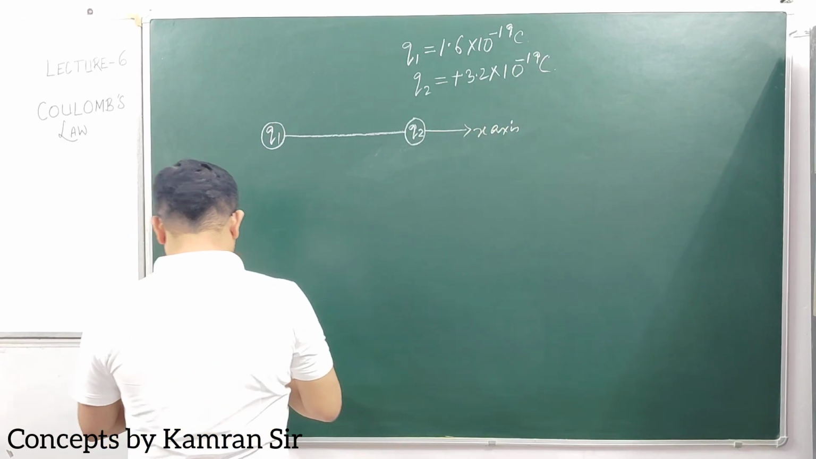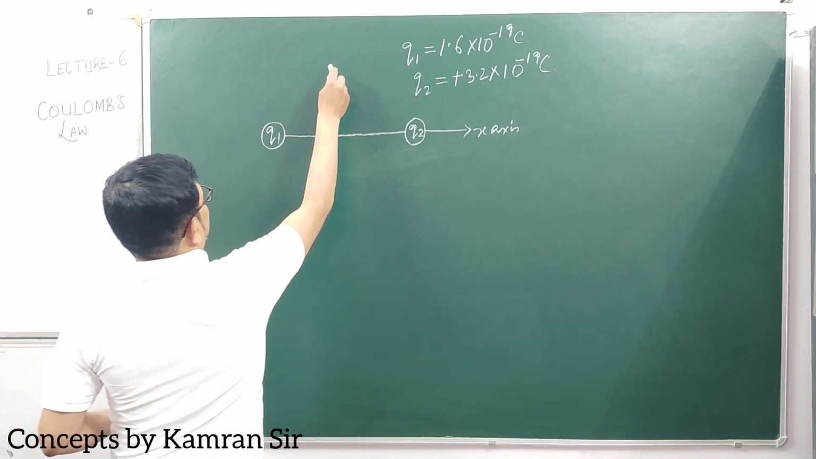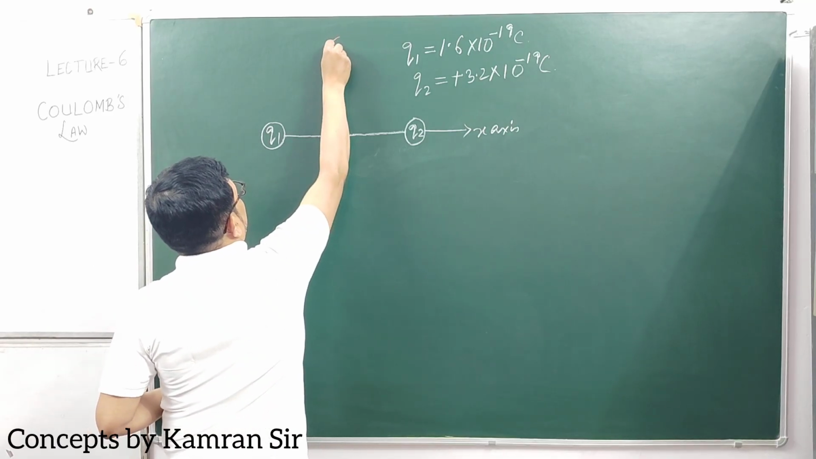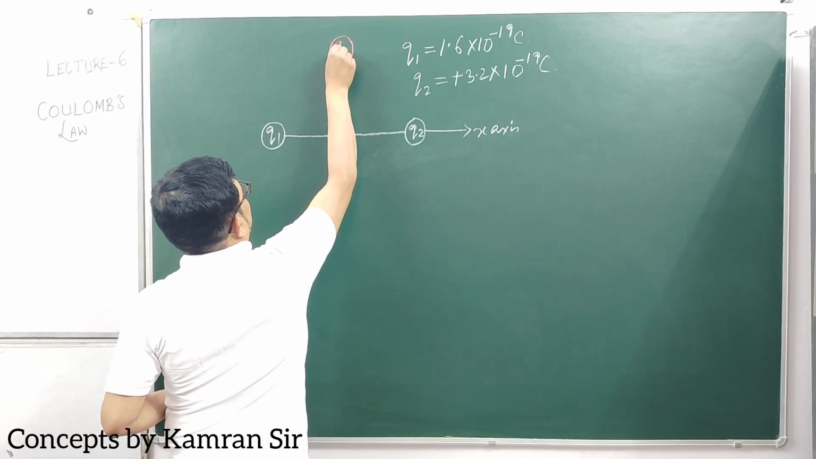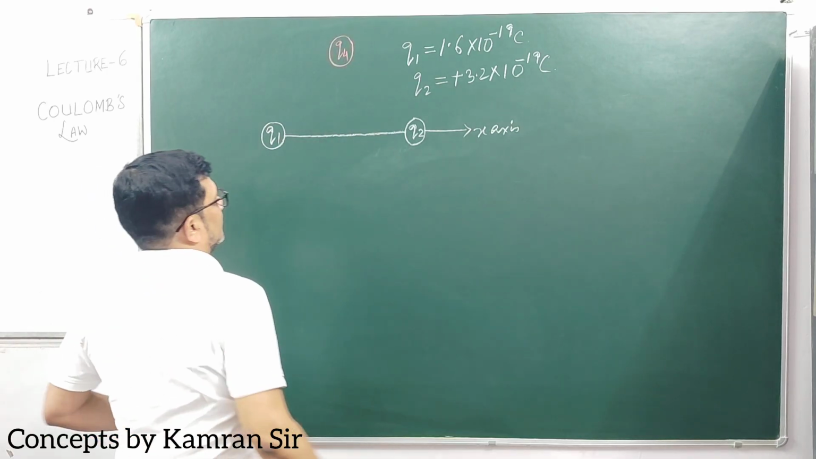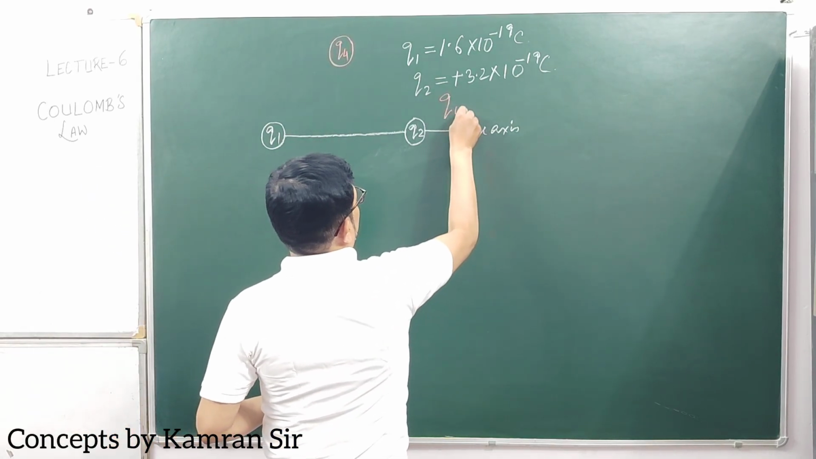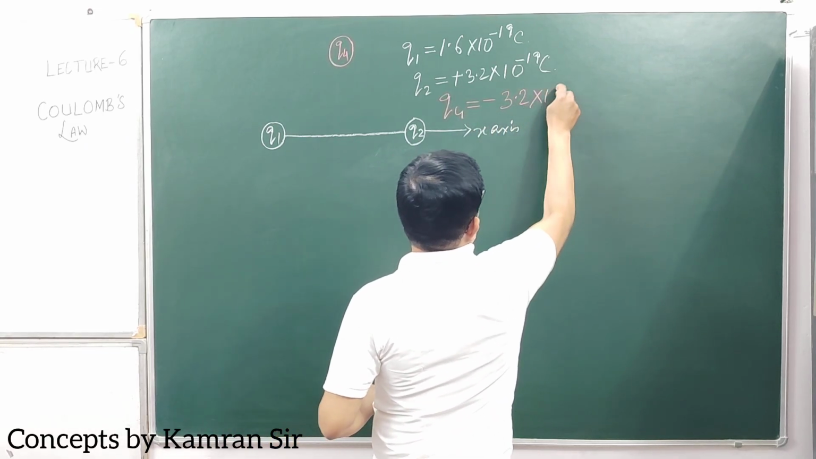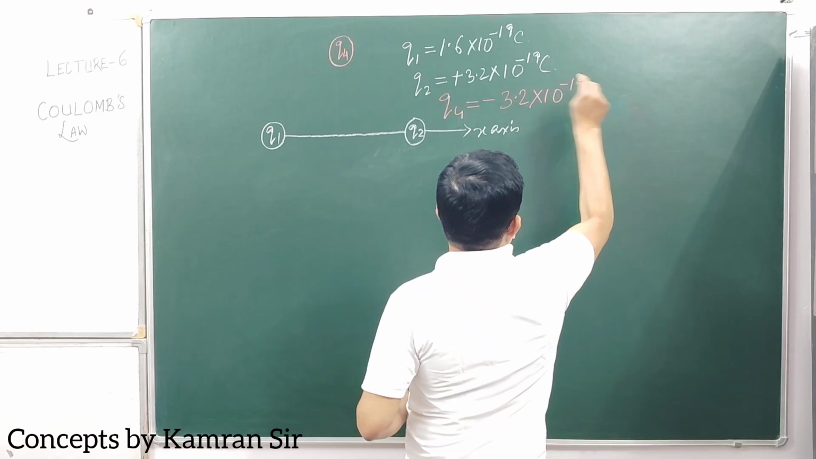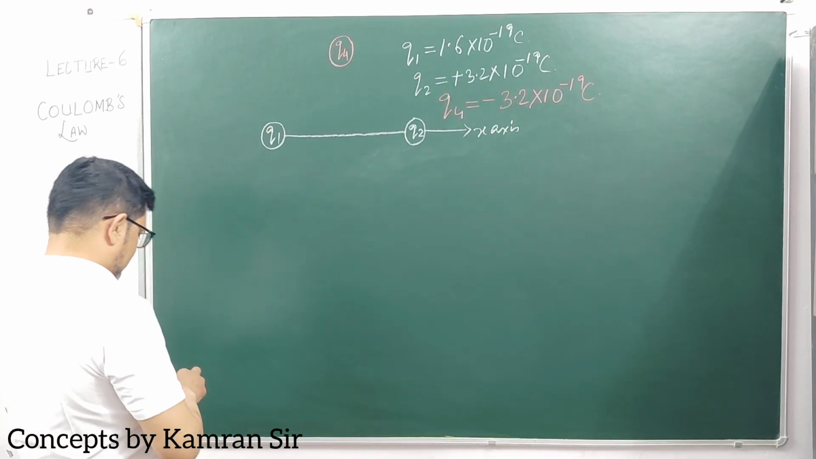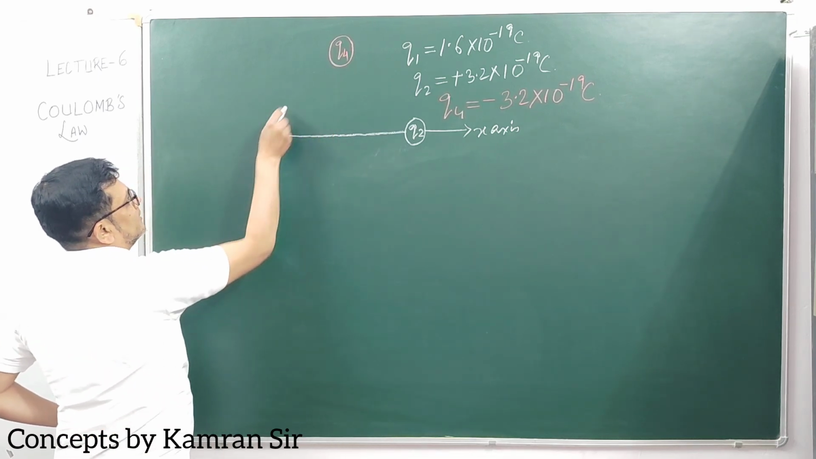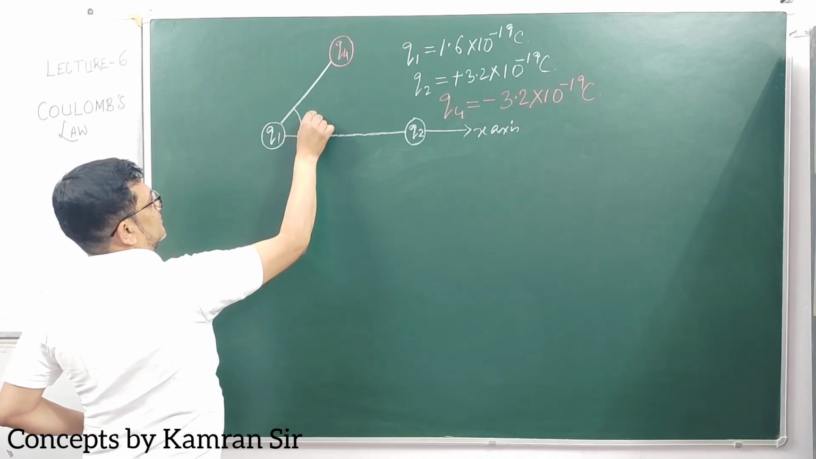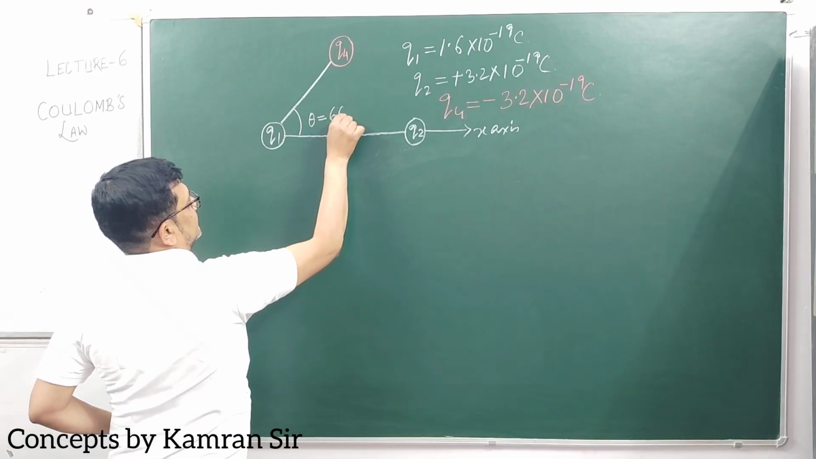All right, and then we have another charge which is placed, suppose somewhere here. So this charge is here, and suppose we take Q4, and the charge on Q4 is equal to minus 3.2 times 10 raised to the power minus 19 coulombs. All right. If you join Q1 and Q2, with a straight line, this angle theta is equal to 60 degrees.